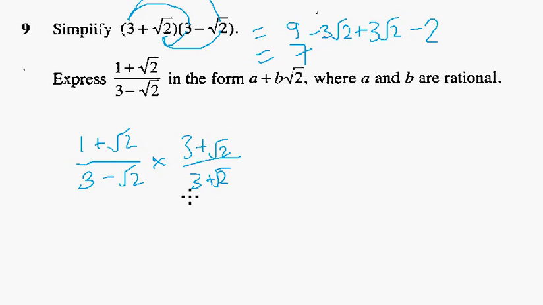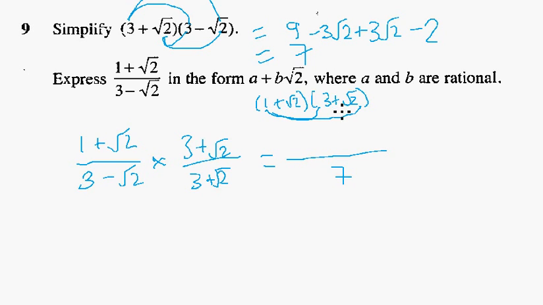Now, we already know what happens when you multiply 3 minus root 2 by 3 plus root 2. It becomes 7. That makes your life easy. The top is going to be slightly more complicated, so we know that's 7 already. For 1 plus root 2 times 3 plus root 2, again, we're using the same principle as before, multiplying out brackets. We've got 1 times 3, we've got 1 times root 2, we've got root 2 times 3, we've got root 2 times root 2. That's all plus here, which makes life a bit easier.